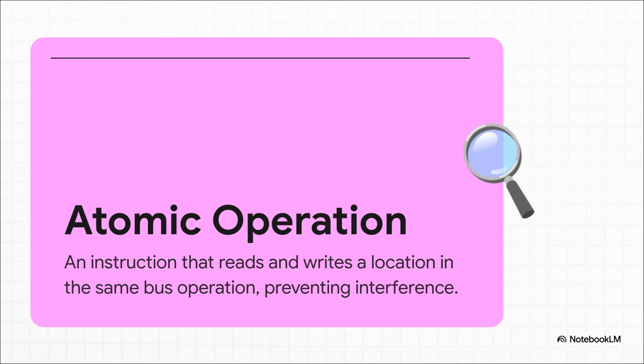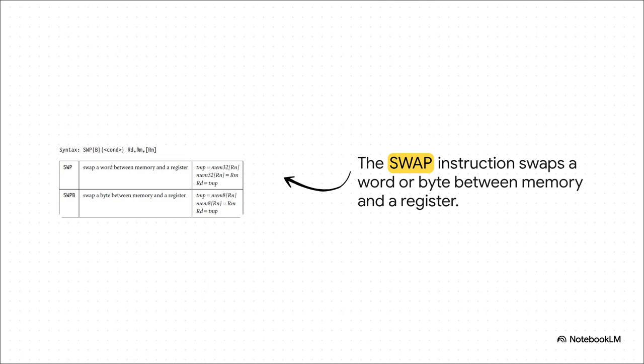It's a total lockdown. So how does it work? It's like a perfectly choreographed dance. In one single unbreakable move, it first reads the value that's in memory and secretly stashes it away. Then it writes the new value from your register into that memory spot. And finally, it takes that old value it stashed and puts it back into your register. It's this beautiful, seamless exchange.